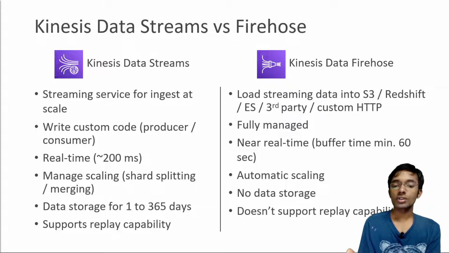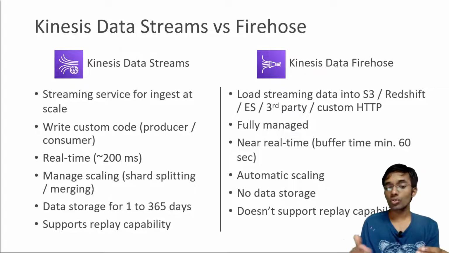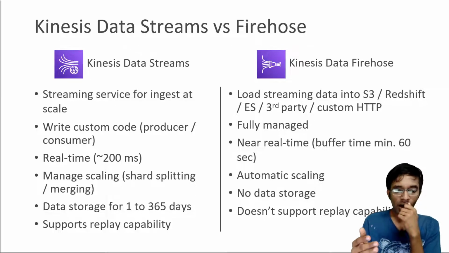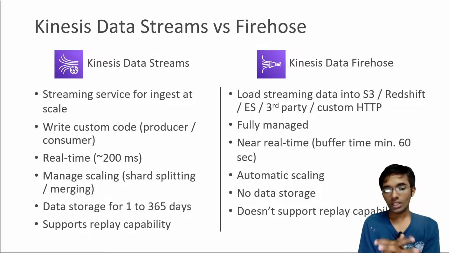Whereas Kinesis data Firehose is an ingestion service to stream data into S3, Redshift and Elasticsearch. A third party or a custom HTTP endpoint can also be one of the destinations. It is fully managed, no server to manage, and it is near real time. So remember, near real time is a keyword you need to look for in your exam question. There's automated scaling, so no need for you to worry about it, and you are going to pay only for what goes through Kinesis data Firehose. And it doesn't support replay capability.